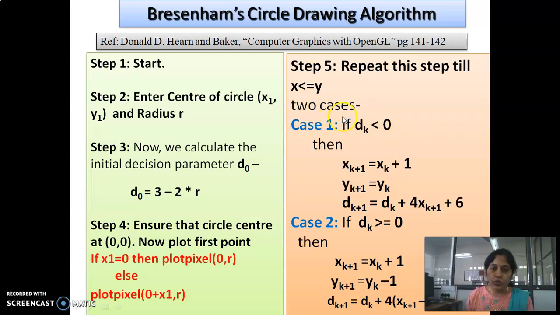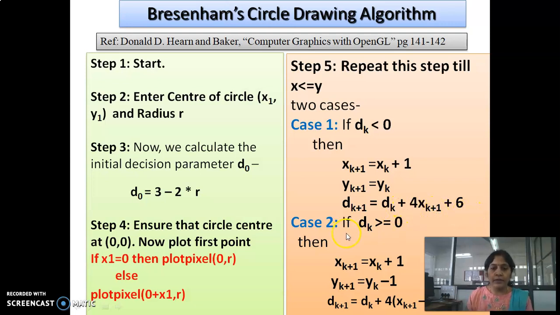So here we are checking two cases. First, we have already calculated the initial decision parameter, and using this we take the decision. We check its value. If the value is less than 0, then x is incremented by 1 and y remains the same. When the decision parameter is less than 0, x will be incremented by 1 and y will remain the same, and the new decision parameter for the next xk plus 1 and yk plus 1 will be calculated by using dk plus 1 equal to dk plus 4xk plus 6.